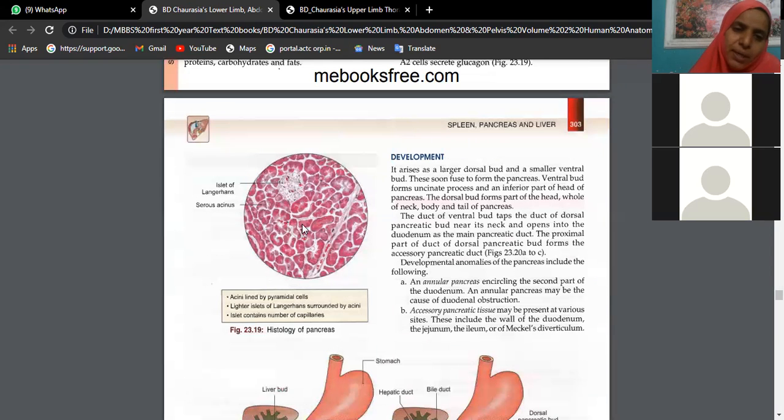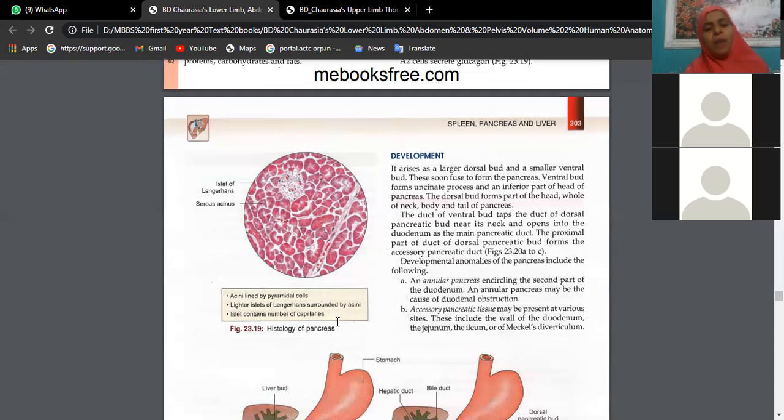In between the exocrine part, that means between the serous acini, we also find collections of islets of Langerhans, where we have alpha cells, beta cells, and delta cells concerned with the release of glucagon, insulin, and somatostatin respectively. Okay, beta? So this is the histology of pancreas.